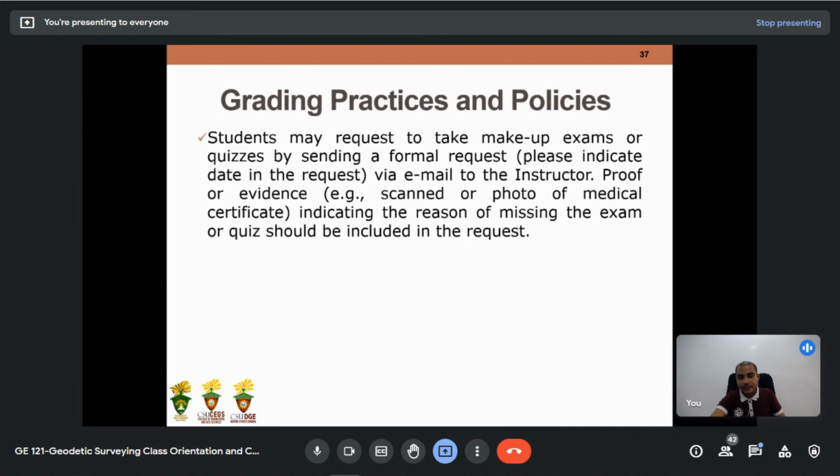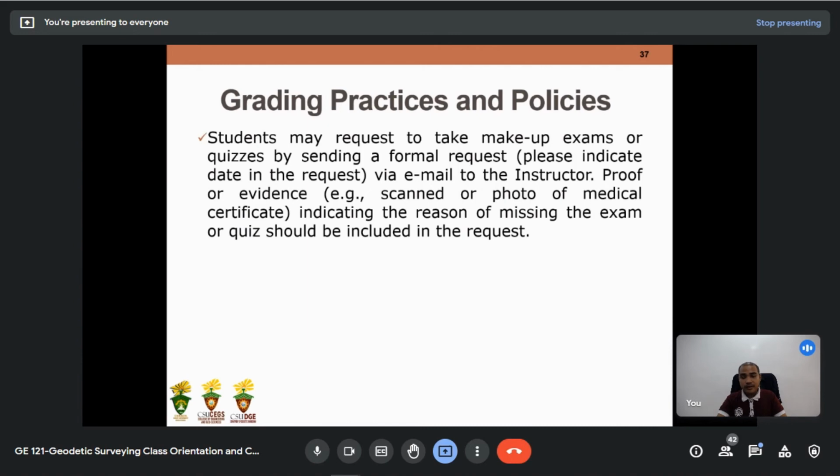So, students may request to take make-up exams and quizzes by sending a formal request, no? For a formal request, we implement the proper etiquette in writing an email to an instructor. So dapat sakto po itong pangutanan, no? Dili kay largo po, hi ma'am, hi sir, ingani, wala ko ka-exam ra ba sir kay.